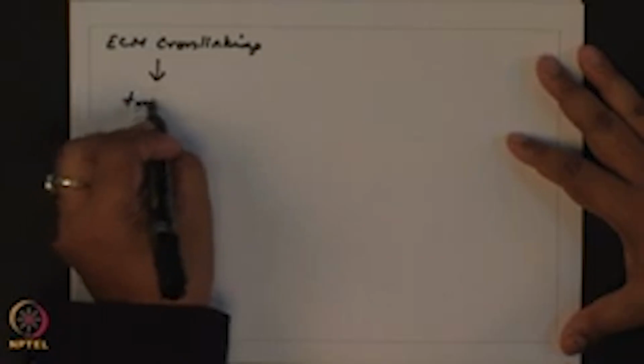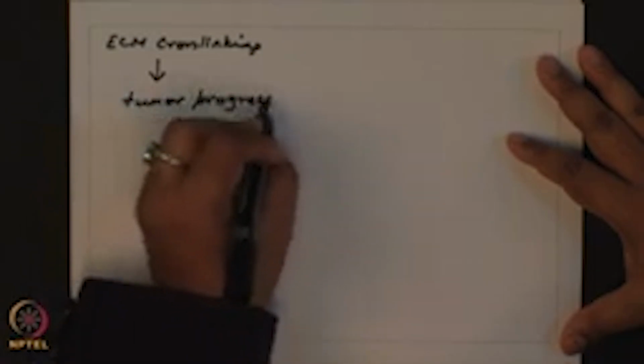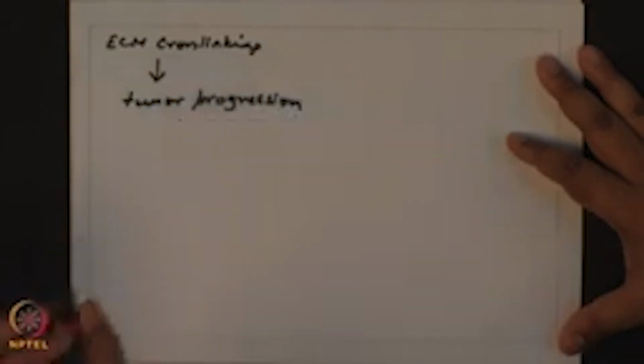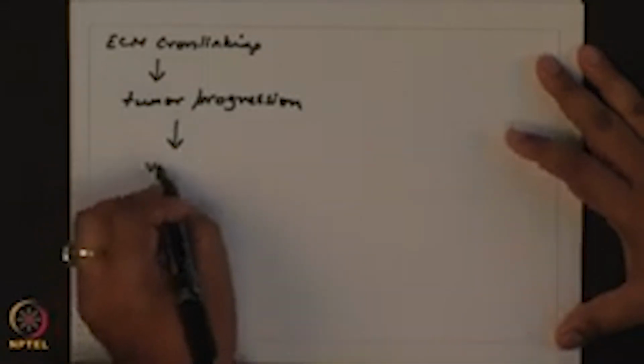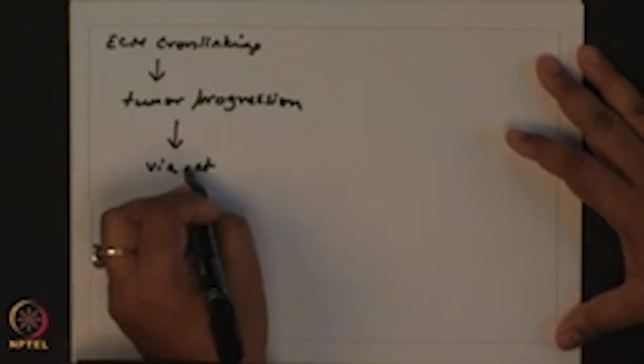So, what we found by discussing the Cell paper, we showed that this ECM cross-linking is capable of inducing tumor progression. Okay. And this tumor progression is via activation of integrin signaling.